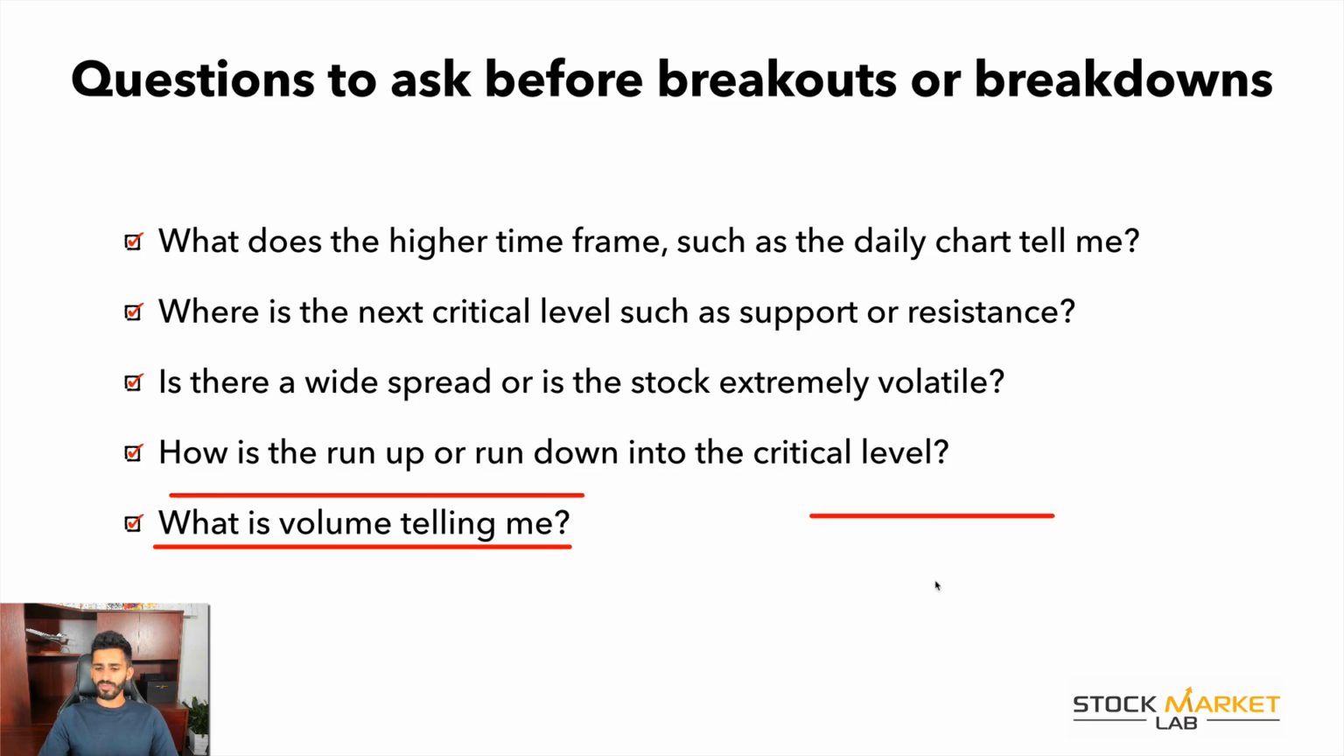Obviously, if a stock is breaking a critical level, I want to see volume picking up. If a stock breaks out or breaks down from a critical level, volume picking up is showing us commitment, and seeing commitment gives us a higher probability that the play might go in our favor. So volume is an extreme point, right?